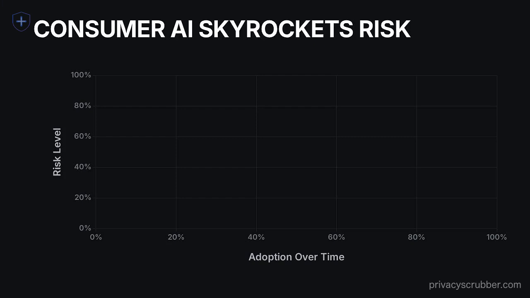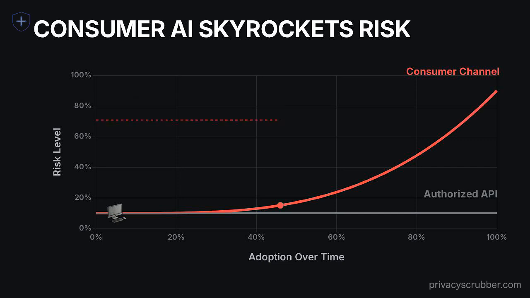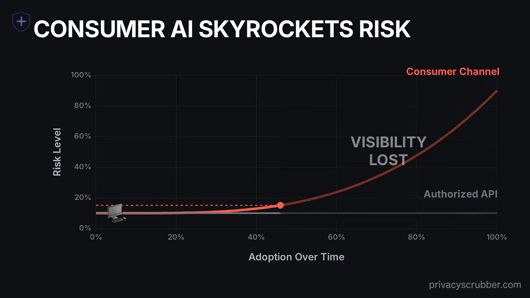This dual-axis chart tracks the resulting risk vectors. Routing data through an unsanctioned consumer channel generates an exponentially higher volume of risk compared to the baseline security of an authorized enterprise-grade API connection. This specific inflection point is where internal security tools lose their line of sight, and corporate data enters a third-party server with no contractual protections.